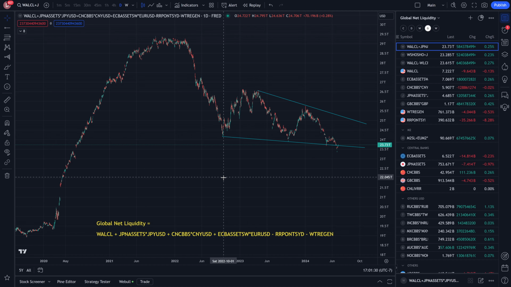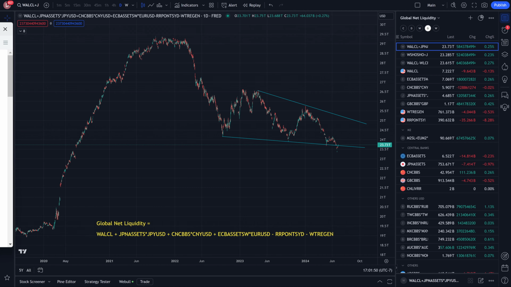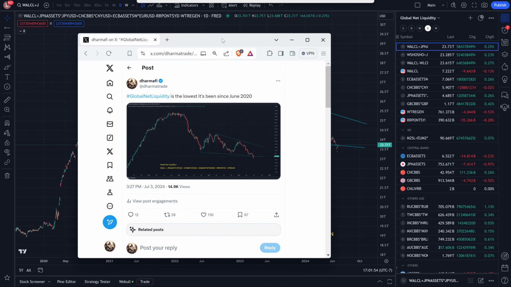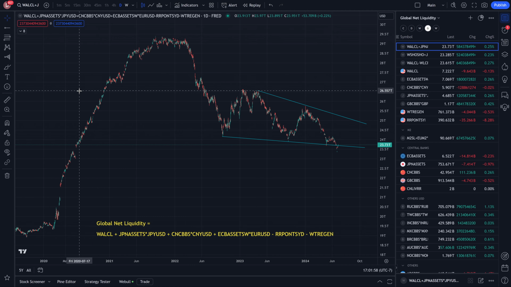So this is a chart of global net liquidity. I shared this on Twitter 2 days ago and pointed out a simple fact that it's the lowest it's been since June of 2020. Some people took this to mean that I was implying that this is bearish. And note, I didn't say anything like that in my post. I just stated a fact that it's the lowest it's been since June of 2020.